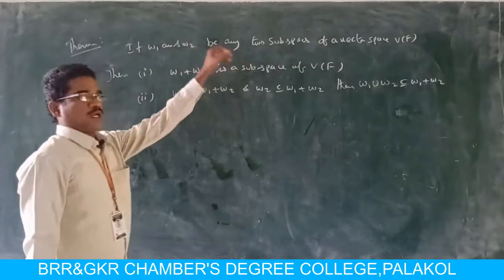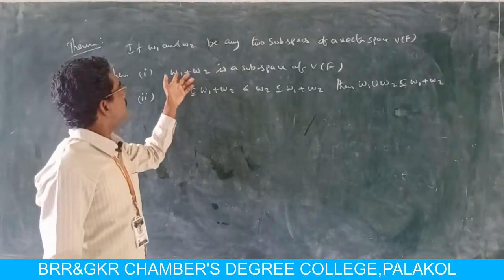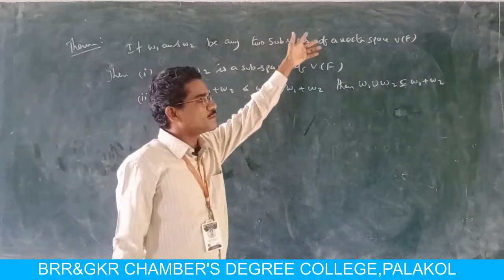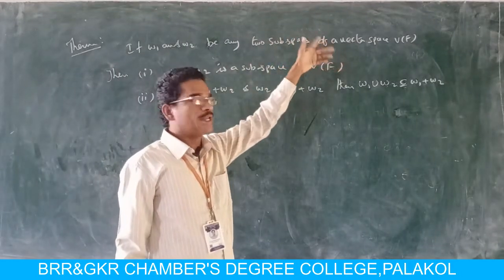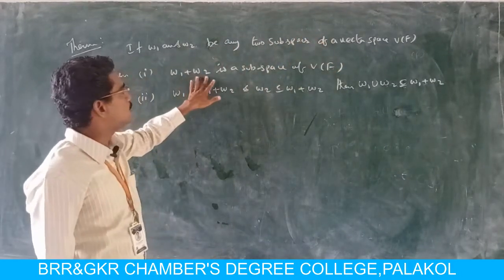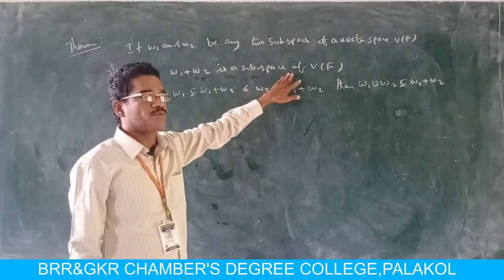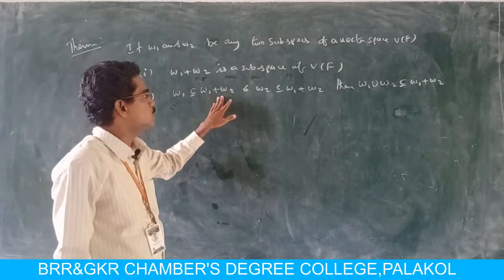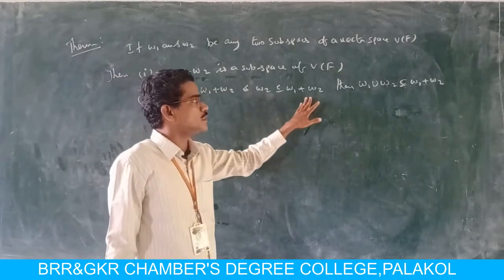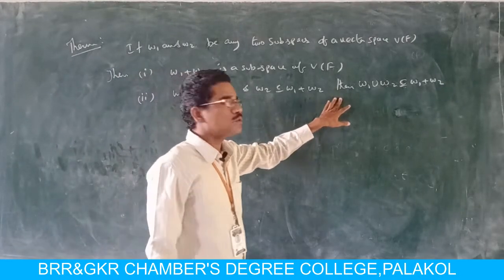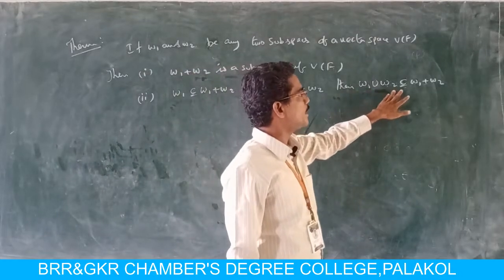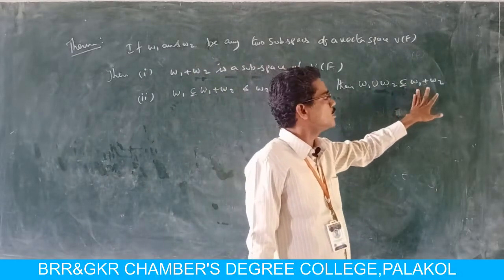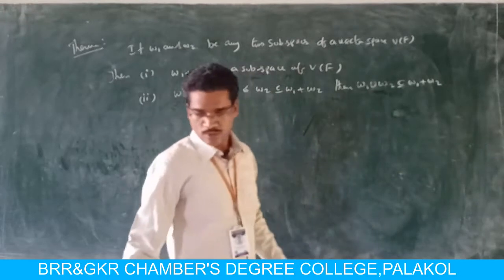Here W1, W2 are two subspaces of a vector space V of F. Then W1 plus W2 is a subspace of V of F. And the second one is W1 is a subset of W1 plus W2 and W2 is a subset of W1 plus W2. Then W1 union W2 is a subset of W1 plus W2.